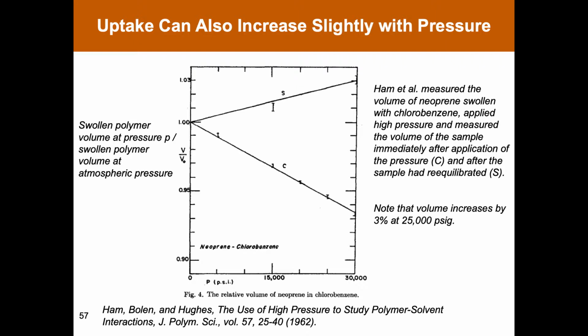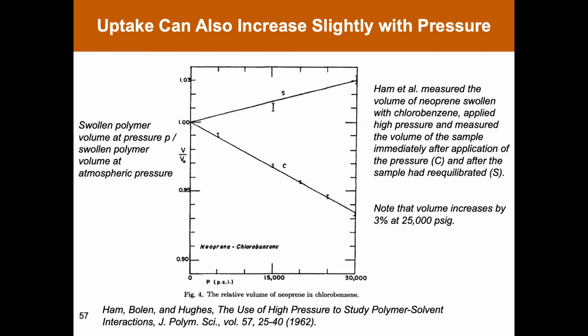So the concentration of solvent with pressure can go down a little bit at extremely high pressures, or it can go up a little bit, depending on the solvent and polymer. What do you think is causing that? How would you begin to analyze it? Let's say it's at thermodynamic equilibrium. How would you start to analyze this problem?